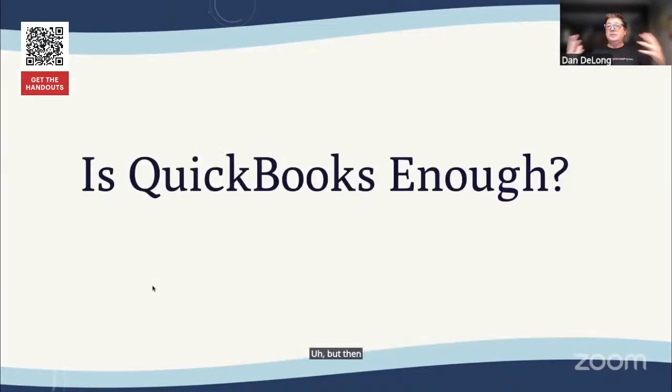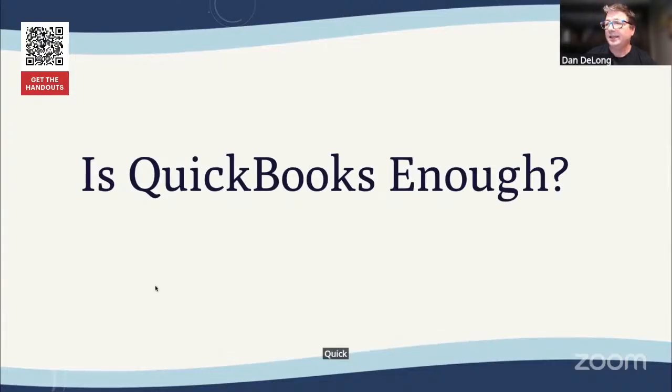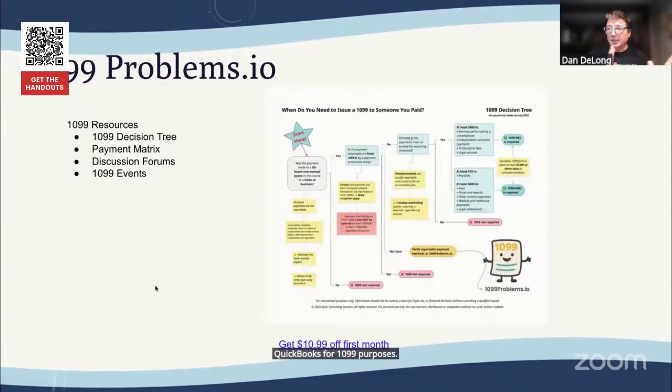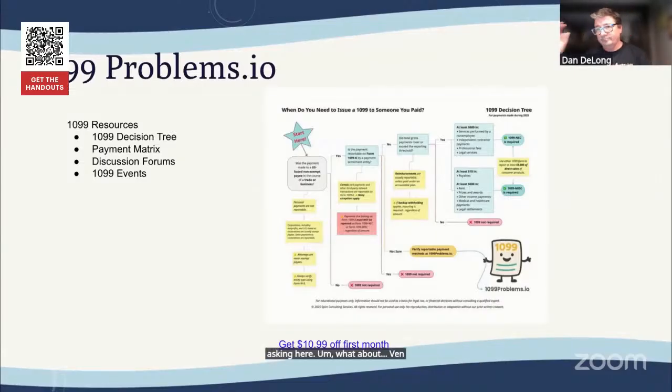But then we all have this question: well, really, is QuickBooks enough for all the things that we do inside of QuickBooks for 1099 purposes? Jennifer Diamond, who is participating, she's in the chat there. She's created this wonderful resource for a lot of the questions that I've seen people asking here. What about Venmo, friends and family versus Zelle or what have you? So she has a 1099 decision matrix. There's a payment matrix, discussion forums, as well as 10 more 1099 events.